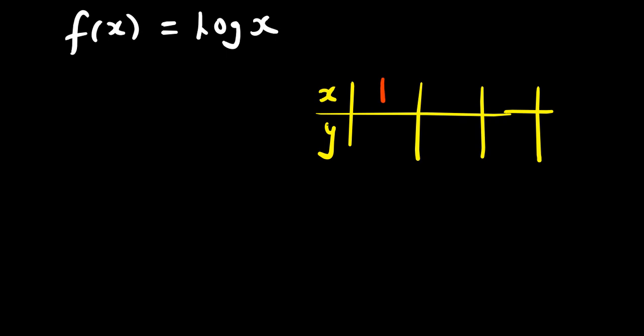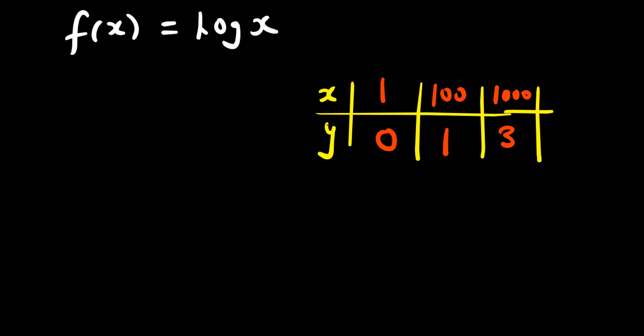From our identities, log of 1 is just equivalent to 0. Then log of 100, what is log of 100? Log of 100 is 2. Then log of 1000, this is just 3. Now how have I found the second and the third one?